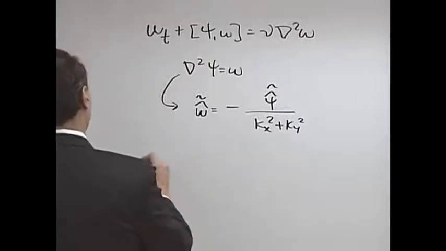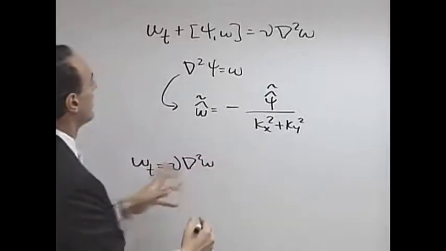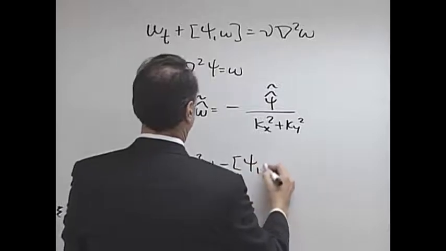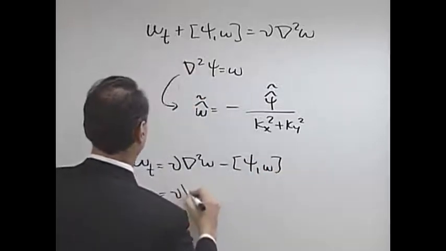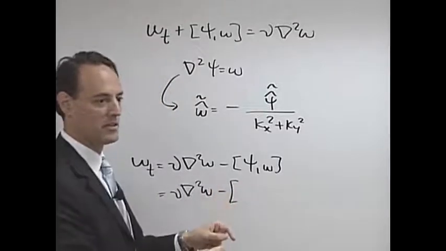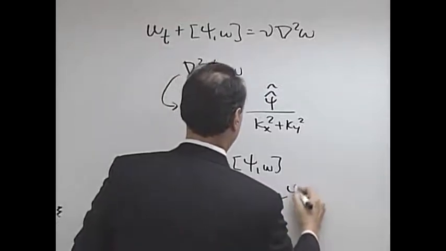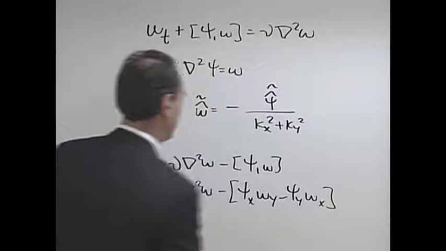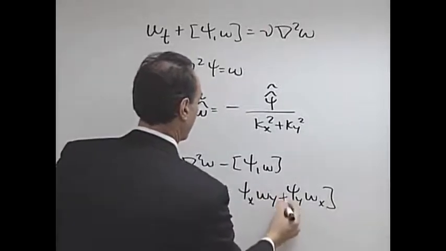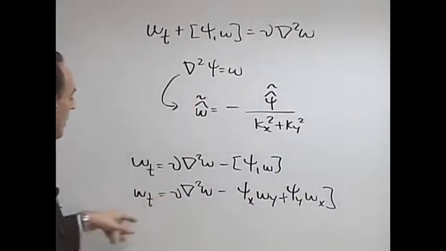So let's rewrite this again here. So it's omega t is equal to this. And then over here, minus... Does anybody remember what that looks like? Is it psi of x omega y, or is it...? Okay, there you go. And if I bring that minus sign through, then that becomes a minus there and a plus there. Okay?